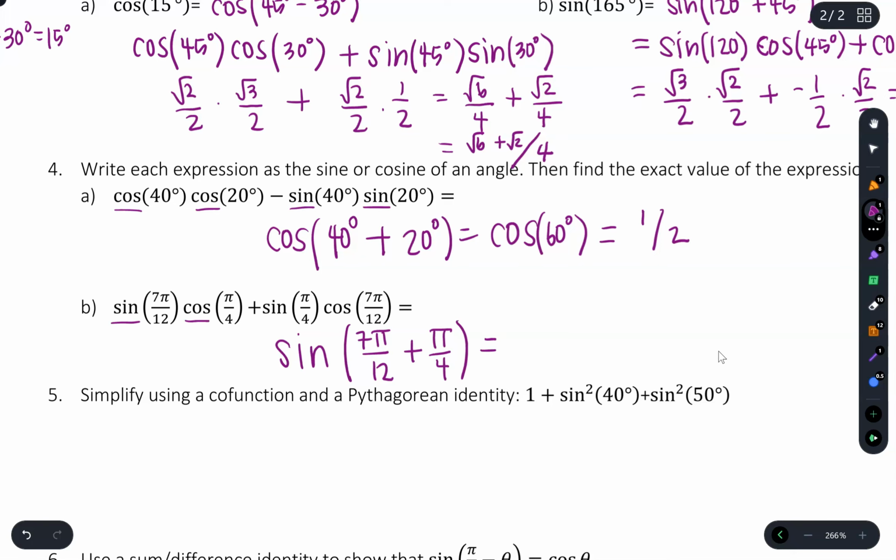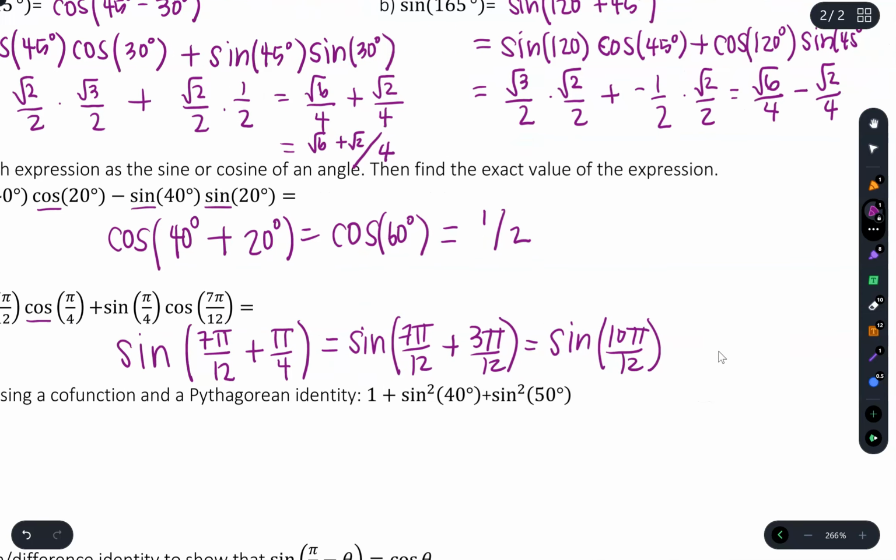Alright, so if I add these together, this turns into a 3 pi over 12, so 3 pi over 12, yeah? And then 3 plus your 7. So to combine these, let's just do this real quick. Just make a separate step. 3 pi over 12. So this will be what? Sine of 10 pi over 12.